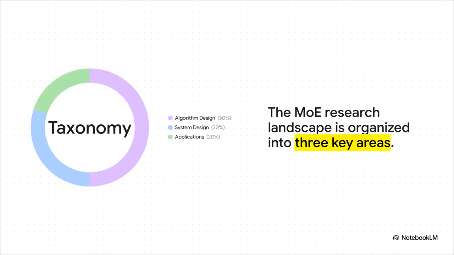This chart does a great job of showing how everything we've talked about fits together. The paper basically maps out the whole research area into 3 main buckets. You've got algorithm design, that's all the stuff about gating and loss functions. Then you have system design. That's the hard engineering work of solving those communication and storage problems. And finally, you have applications, which is where all this theory gets put to the test in the real world, and things like NLP and computer vision.